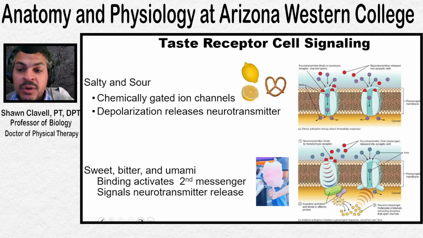Sour flavors are essentially the perception of acids in our food. Increasing hydrogen ion concentrations in our saliva, or lowering the pH of your saliva, triggers progressively stronger graded potentials in the gustatory cells. An example might be orange juice, right? It tastes sour because it has a pH value of approximately 3.